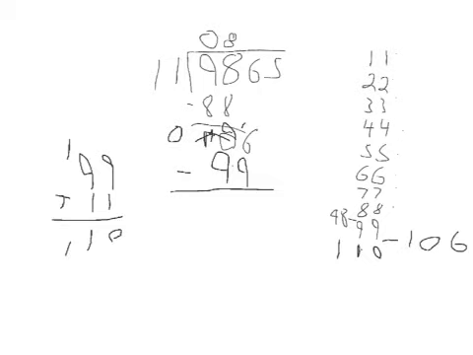16 take away 9 is 7. 9 take away 9 is 0, 0 take away nothing is 0. But look, we have 1 digit left, so we're going to bring down that 5. Now we're going to write the 5. So now we see if 75 is in the 11 times tables, which it isn't.